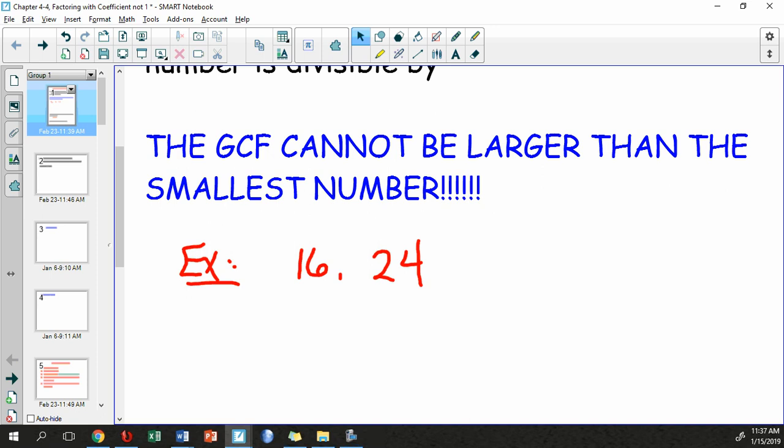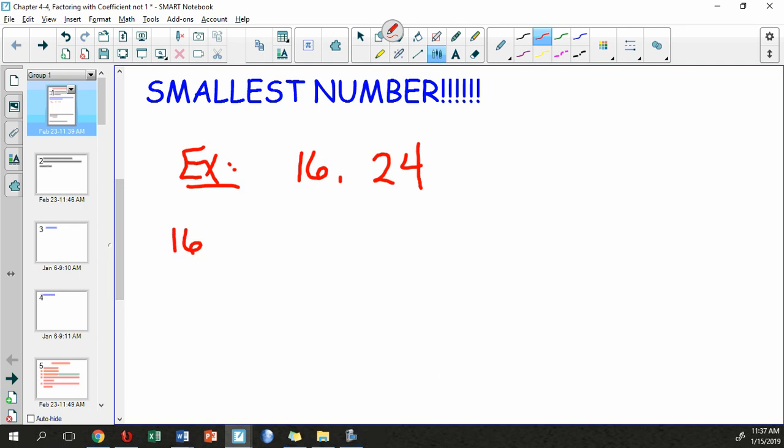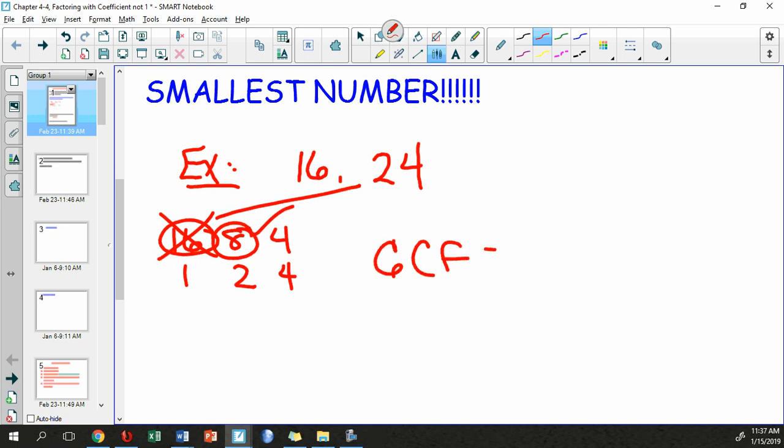Does that make sense? So look at these two numbers. Which one's the smaller number up there? 16. So what I want you to do is find all the factors of 16. 1 and 16, 2 and 8, 4 and 4. Do you see that those are the factors of 16? Yes or no? Can 16 go into 24 evenly? No, mark it off. Does 8 go into 24 evenly? Yes, it does. So my GCF is the value 8. It is the largest factor of 16 that goes into both 16 and 24.